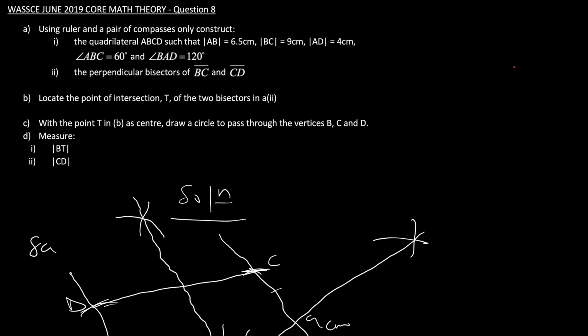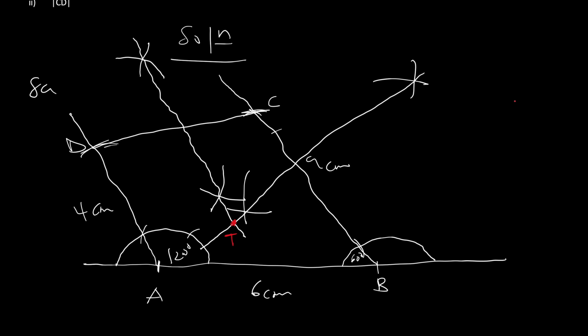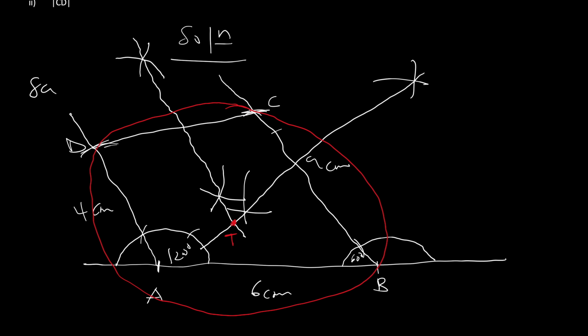Now with the point T as center, draw a circle to pass through the vertices B, C, and D. So we stand here with the pin of our compass, we open, construct a circle to touch this. So it's not a perfect circle, but when you do it with the right tools, you should get a perfect circle.